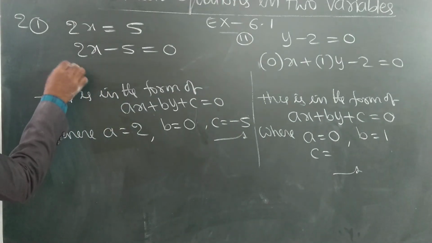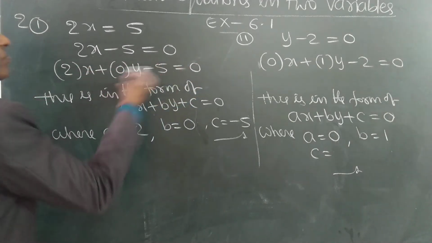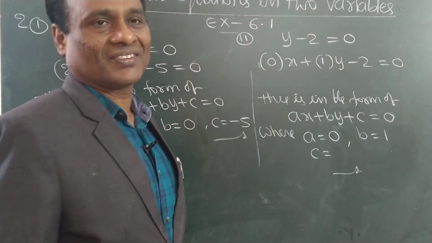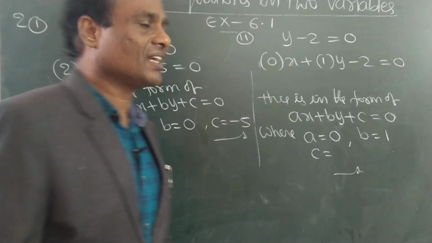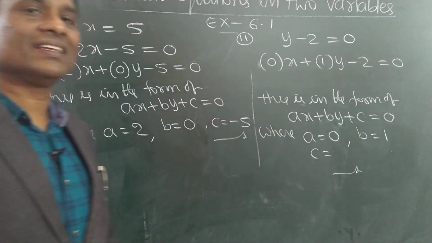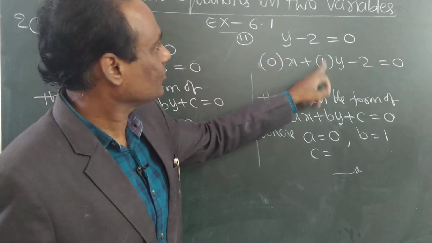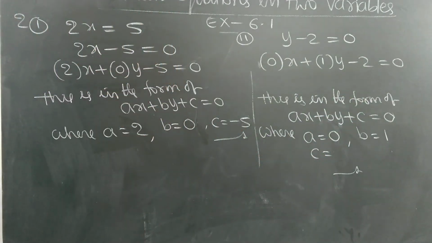Here also you can write 2x plus 0y minus 5. One more step you can write: 0 into x, so 1y minus 2. Then we can compare with this one. If there is no x, write 0x, 1y, minus 2. For 2x, there is no y, so write 0y, minus 5. Same way do the next two.